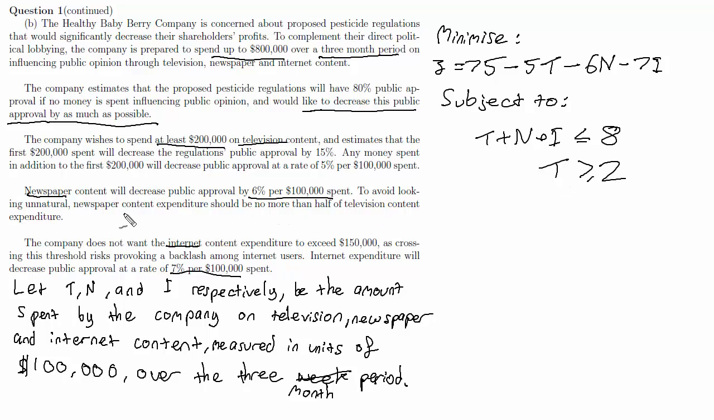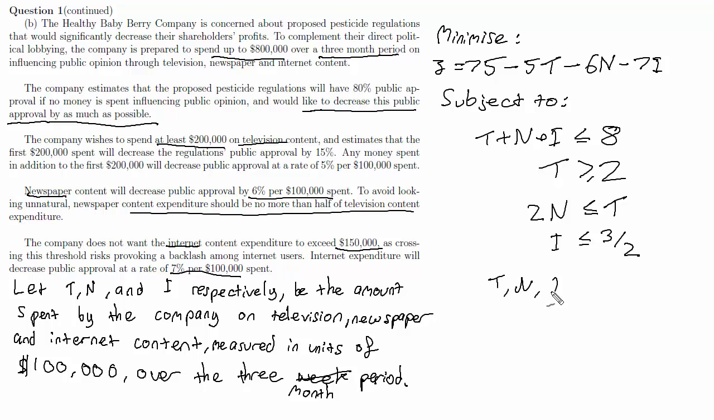Newspaper should be no more than half of television content. So newspaper should be less than or equal to half T. A slightly better way of doing that is saying 2 times N should be less than or equal to T. And then we're capping internet expenditure at 150,000. So I should be less than or equal to 3 on 2. Now all our spending will be positive. So T, N, and I will all be greater than or equal to 0.